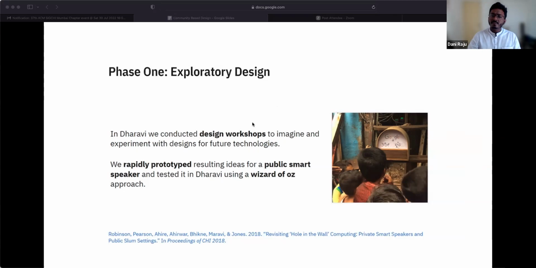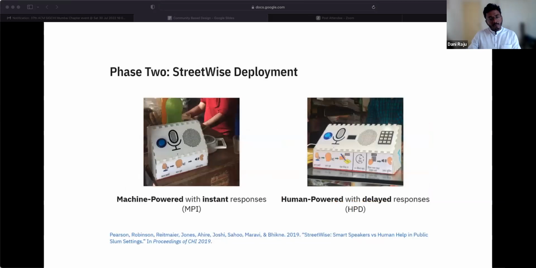So there was a Wizard of Oz study that was done in Dharavi, and this was reported in a 2008 paper. And then in the following year, following upon the success of that exploratory work, two high fidelity prototypes were designed and deployed in Dharavi. The first system is a Google Assistant powered one. To use it, people press the button and ask a question, and the response from Google Assistant is then played through the speaker.